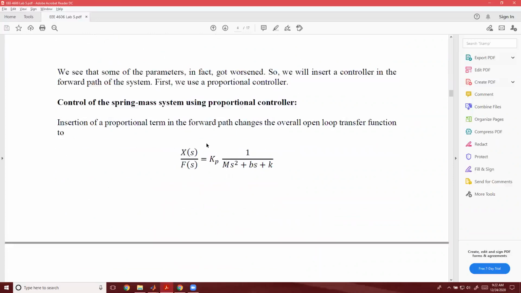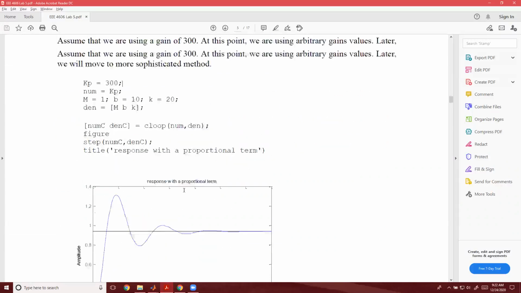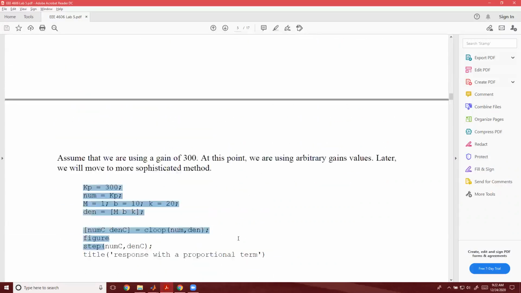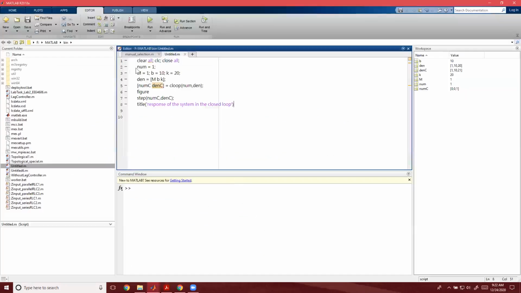So what's the only thing that will change? The only thing that will change is our numerator. The numerator will now be kp, right? Let's say we select an arbitrary value of kp of 300, just randomly. Let's see what type of output we get. So only our numerator is changing, where we're inserting our kp.